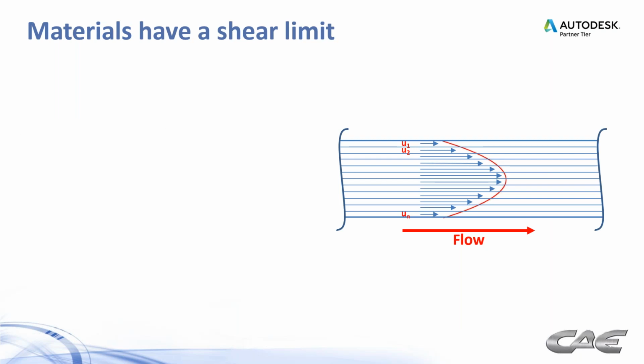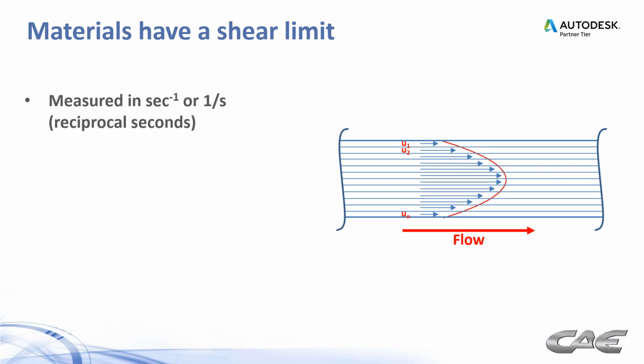So what you should know is that each material has a shear limit. And if we look at the diagram here, plastics flow in a laminar fashion. So if we look at the direction of flow left to right, each one of these laminates or layers moves at a different velocity. And it's that change in velocity over the vertical distance here that causes shearing.